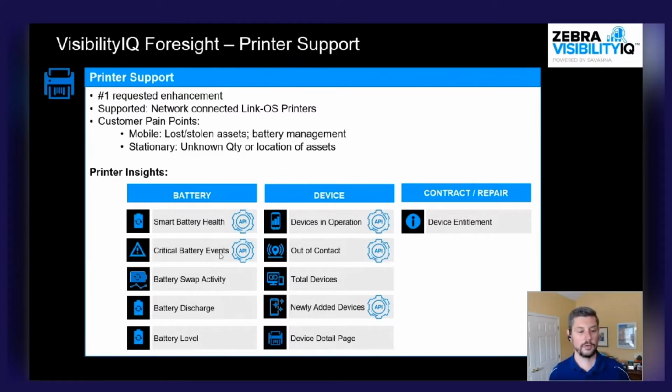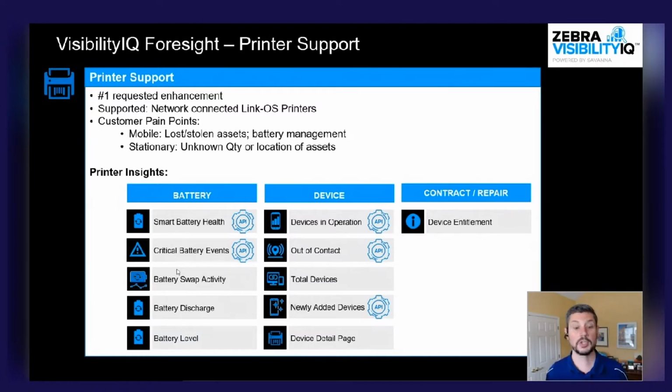So in terms of how we've built this out, we have done our first two launches in terms of feature functionality on the print side. A lot of this has been to match some of what we had on the mobile computer side. We're working then in our next phase to augment that with some unique printer capabilities. And so on this slide too, you can see most of this functionality today is in our user interface, the VisibilityIQ Foresight, but we do have 5 of these insights that are powered through APIs today.